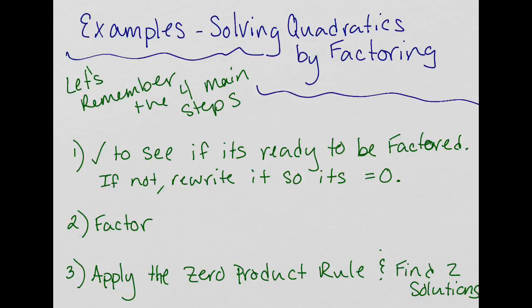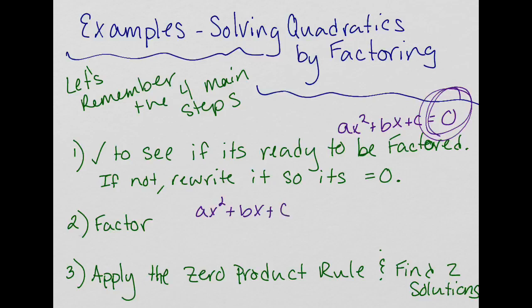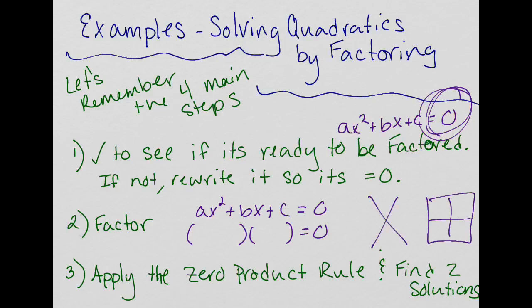And remember, to be ready, it has to be in standard form: ax squared plus bx plus c equal to 0. There's the key part, equal to 0. So once we have it in standard form, then you'll be able to factor the ax squared plus bx plus c into two factors. Okay, and you can use the X puzzle and then the box to factor it out.